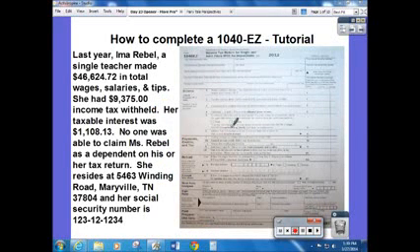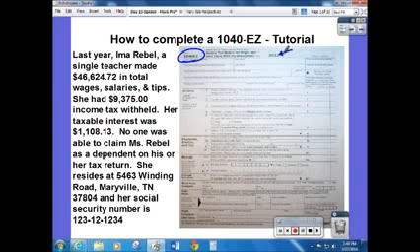Okay, this is a tutorial on how to complete a 1040EZ. So first off, let's read our information that we're going to need in order to prepare this 1040EZ. Last year, Miss Rebel, a single teacher, made $46,624.72 in total wages, salaries, and tips.